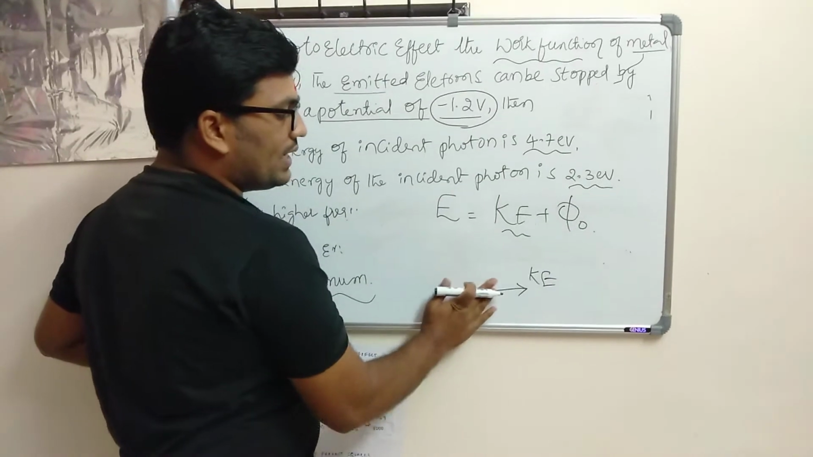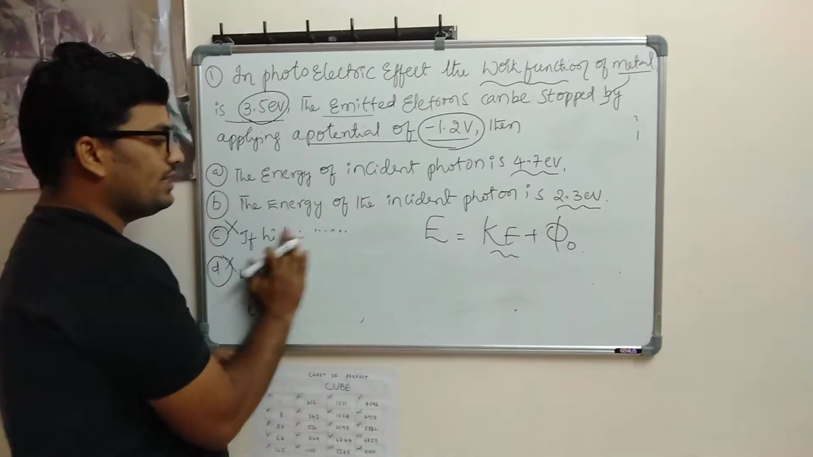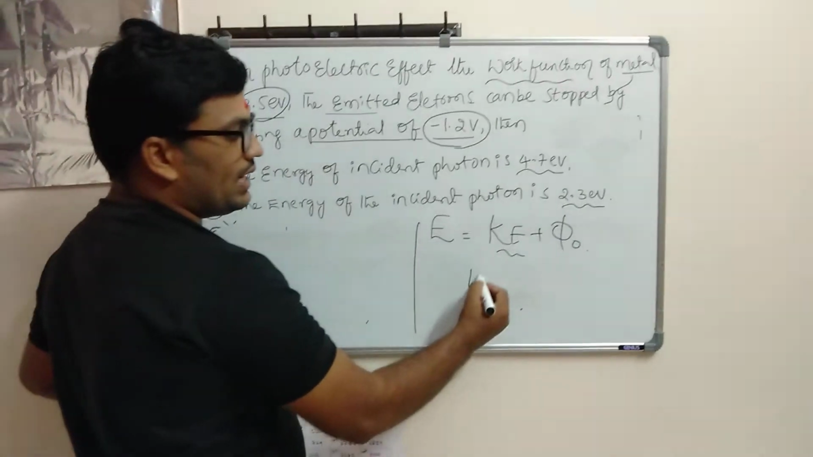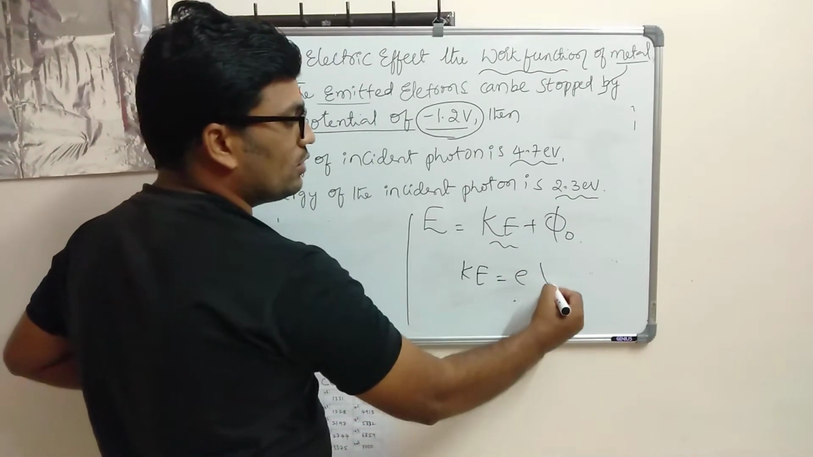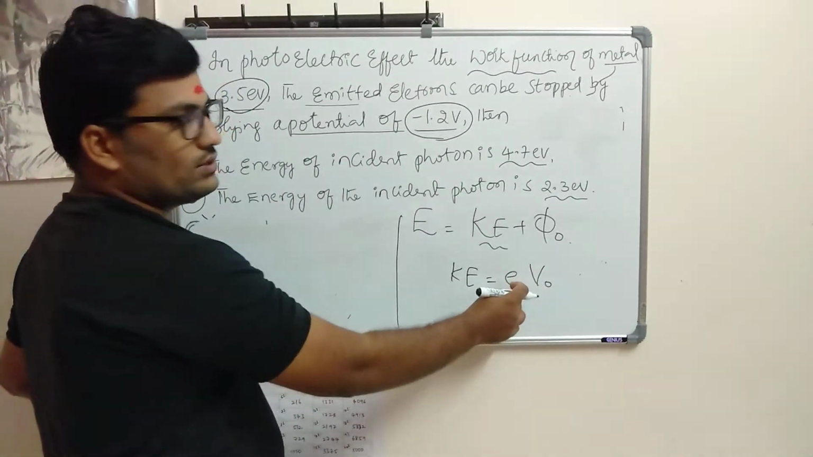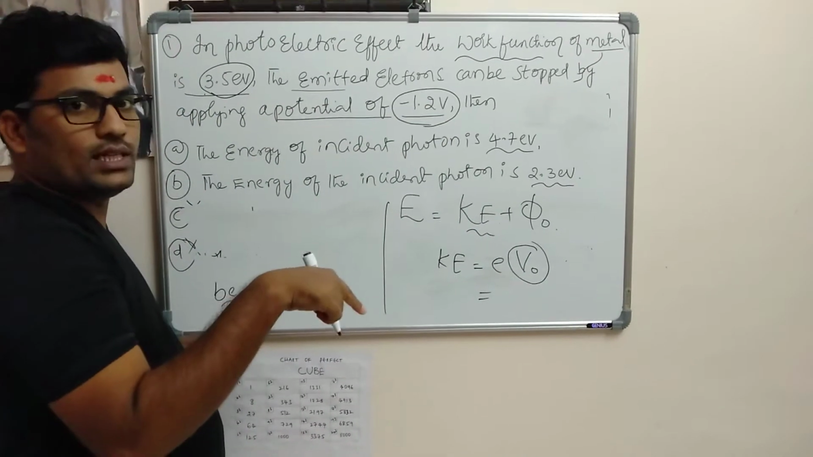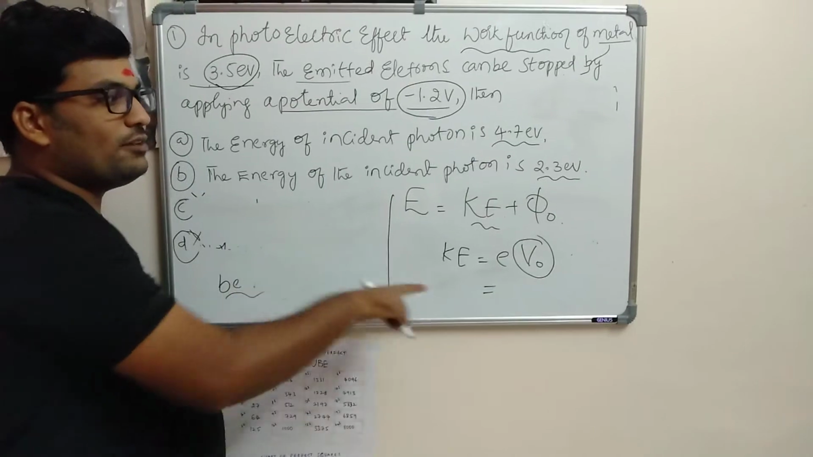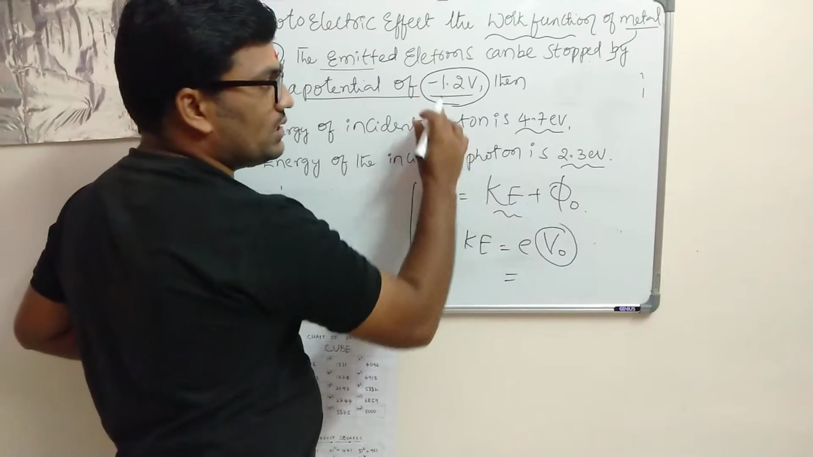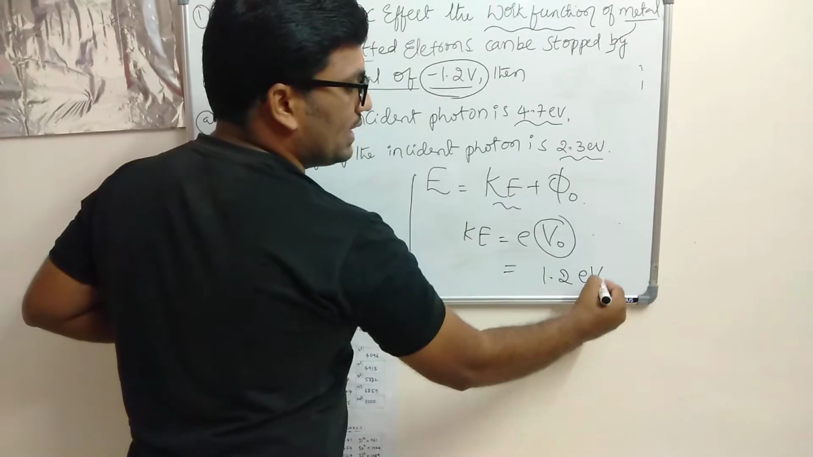Kinetic energy, you can convert with a formula. Clearly I can write the formula: kinetic energy K is equal to the electron charge into the stopping voltage. So electron volt. The voltage given is 1.2, which is a negative voltage you are giving, but kinetic energy will not be negative. It is always positive. So you have to take it as 1.2, and since it is in volt, it now becomes electron volt.